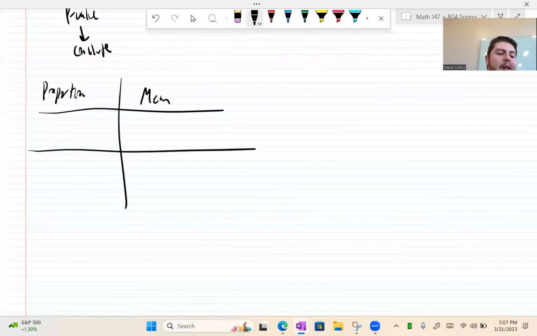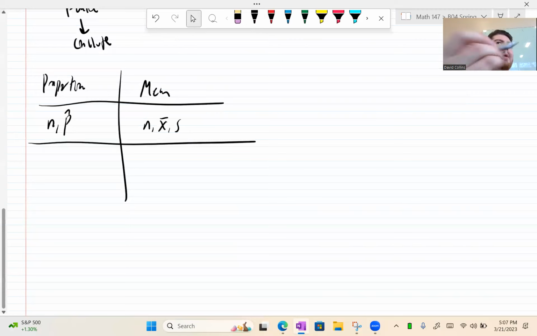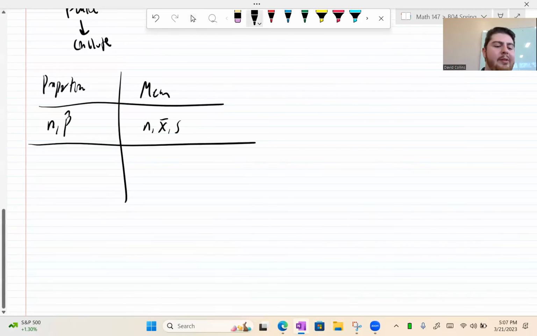For proportion, you only need n and p hat. For a mean, you need n. You're always going to need a sample size. Your sample mean, your sample standard deviation. It's the same as for the confidence interval, which is important because you can make a confidence interval from a hypothesis test.